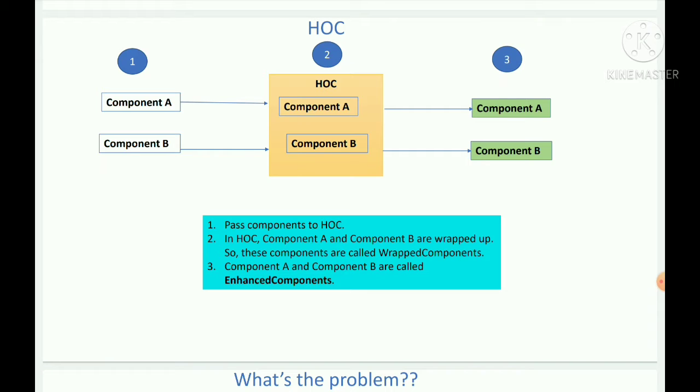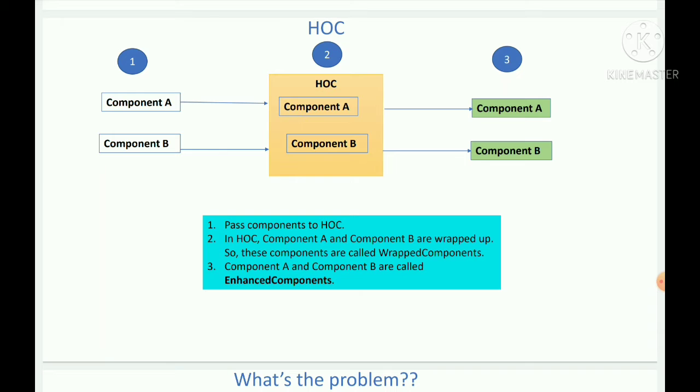Then we call component A inside the higher order component. It is called a wrapped component because component A is wrapped by the higher order component. Once the logic execution is done, component A is returned from the higher order component, now having the enhanced data, so it is called an enhancer component. In the same way, component B is passed into the higher order component, is called a wrapped component inside the HOC, and once the logic execution is done, the HOC returns component B.